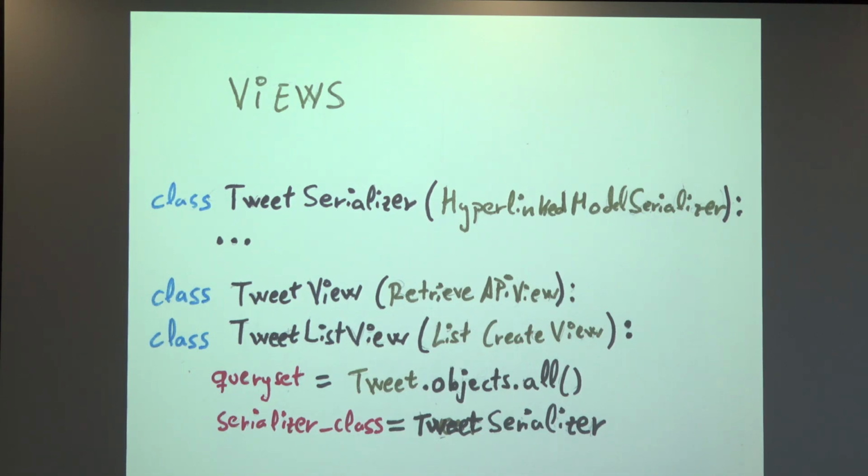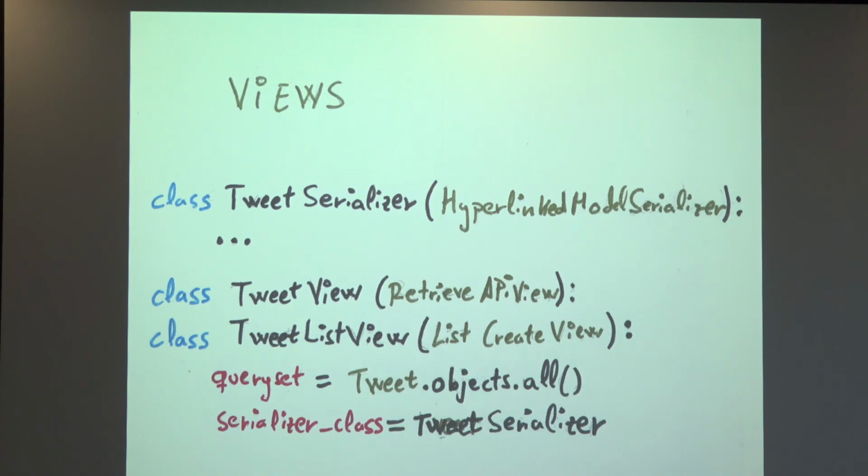I'm not going to get into details on that, but it's very simple to do. And then you have another two views, which is basically get me all the tweets, and another one that is get me a single tweet, and another one that is either get me all the tweets, or if you post to it, create a tweet.